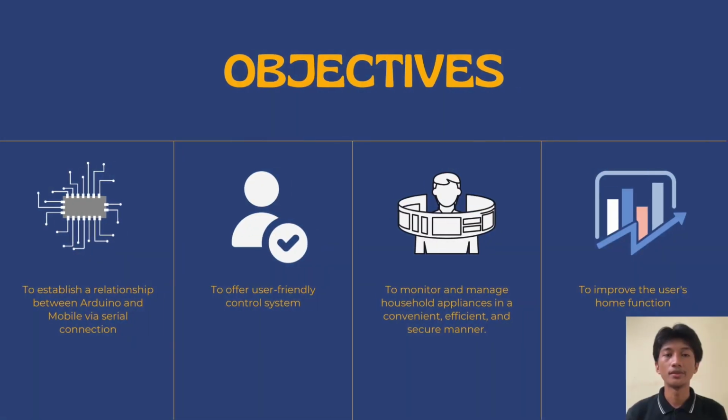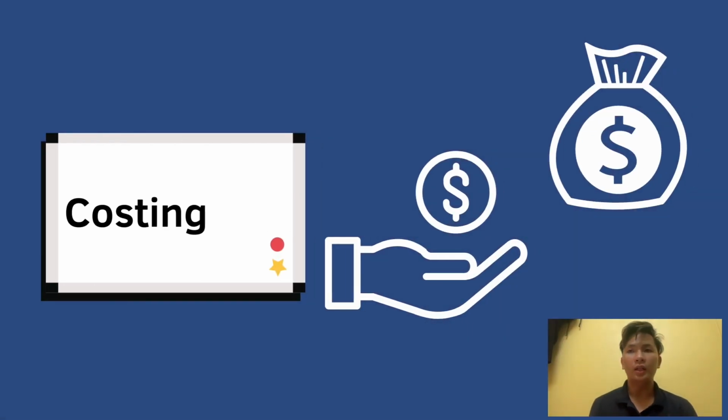Next, for the objectives, first we want to establish a relationship between Arduino and mobile via serial connection to offer a user-friendly control system to monitor and manage household appliances in a convenient, efficient, and secure manner, and lastly to improve the user's home function. Moving on to the next part, which is the costing.